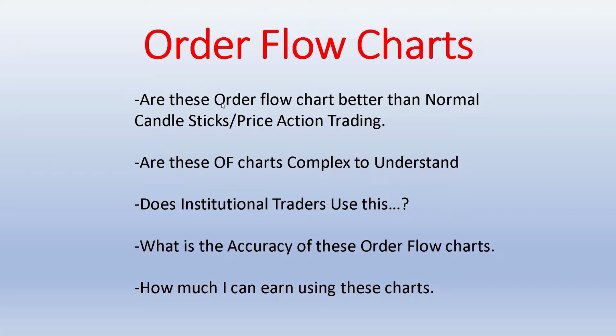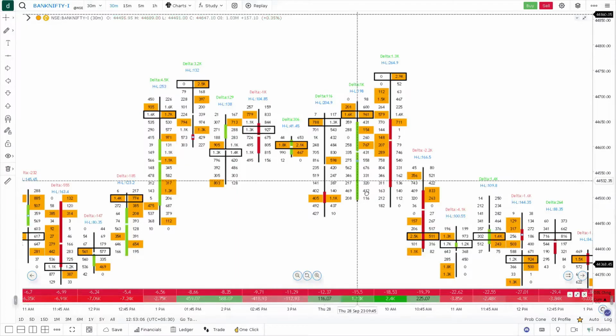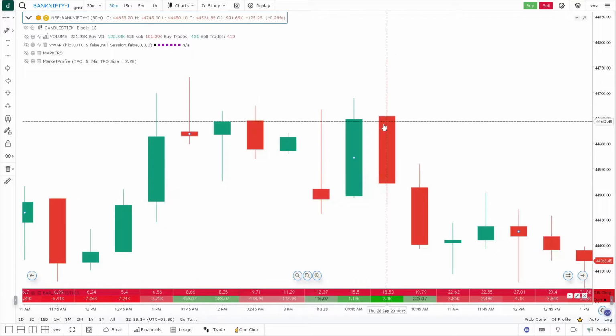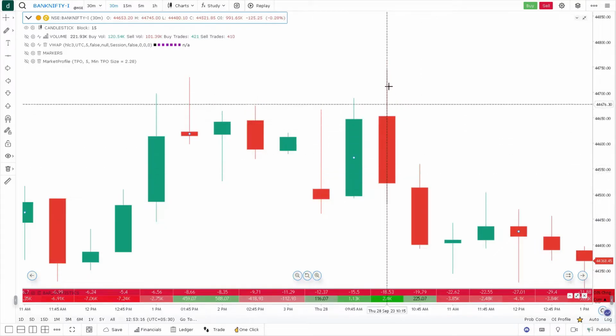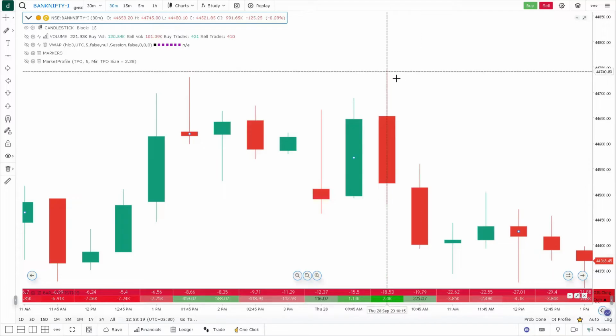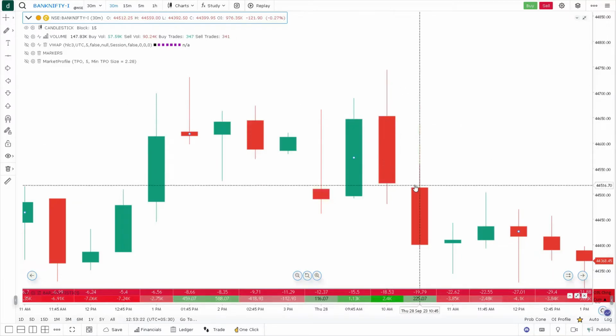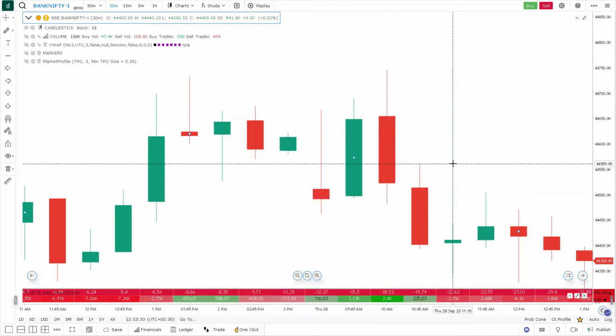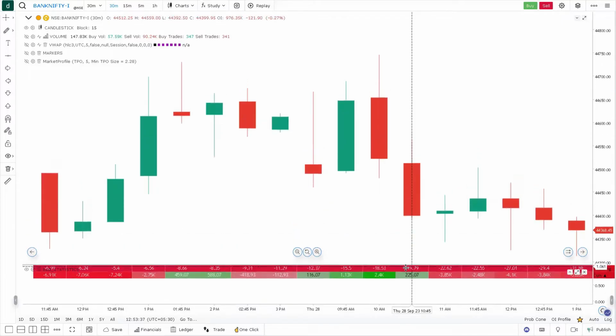When it comes to the first question, are these order flow charts better than normal candlesticks and price action trading? So what do you see in a normal candlestick? In a normal candlestick, you don't have any kind of numbers, right? What you see is basically this kind of candle. In this candle, what do you see? This is a bearish candle. There was a wick on the top which indicated some selling pressure, and the prices have closed below the opening, right? And there is some wick on the downside which indicates some buying pressure came in lately.